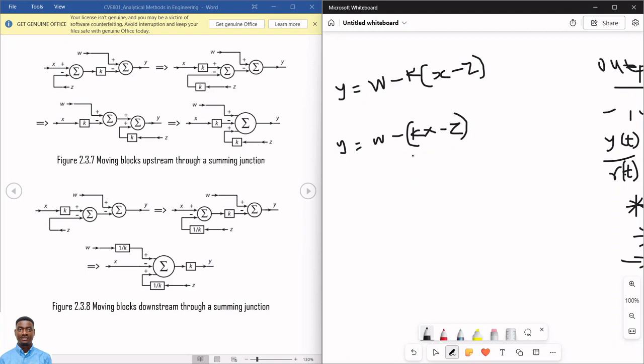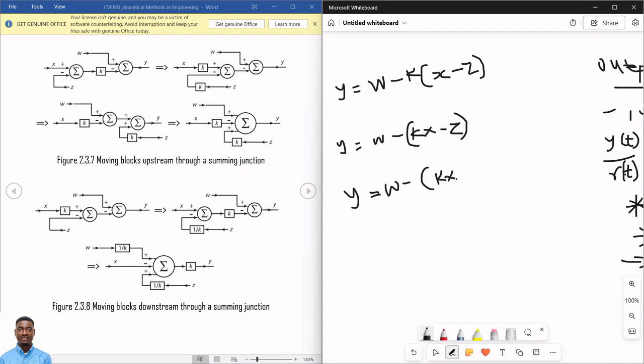So I will now check this against the original mathematical model. This and this are not the same because the K here is multiplying both X and Z. But if, when I move this block over this summing junction, I didn't put it on these two lines, I went on to put it on either one of the two, this is what I'll be getting as mathematical model. And if I look at it, it's not the same, right? Which means I still need the same K on the line of this Z.